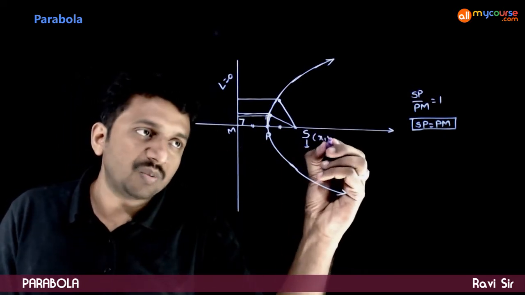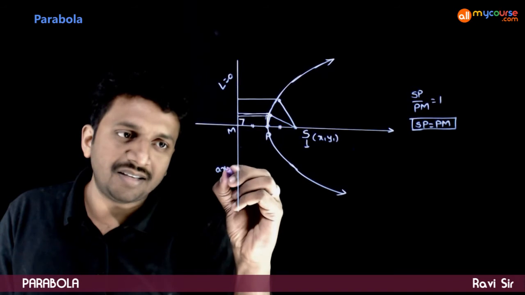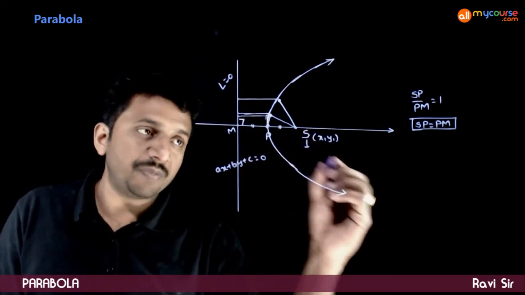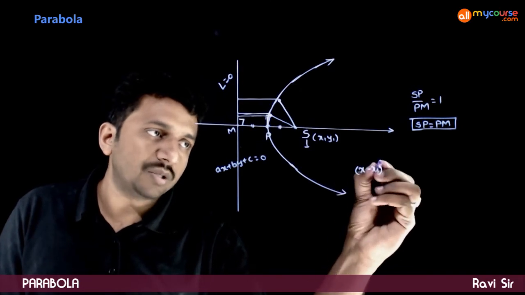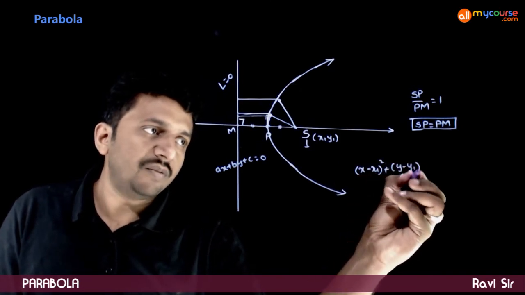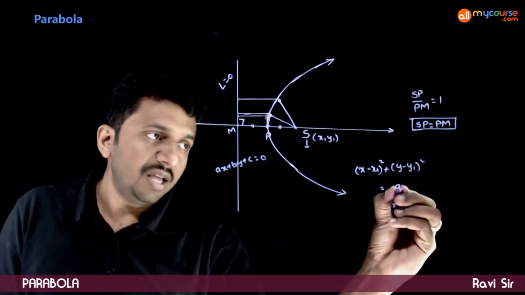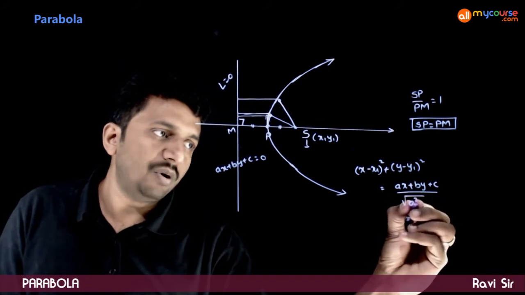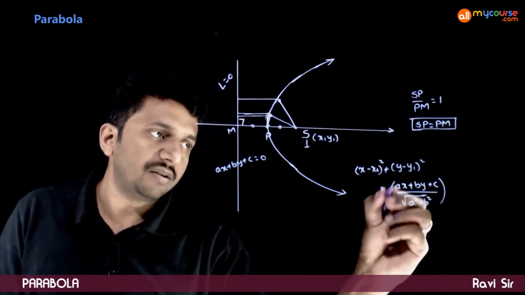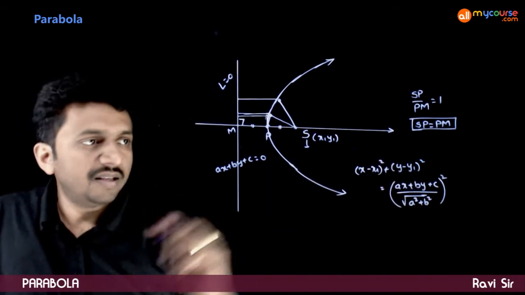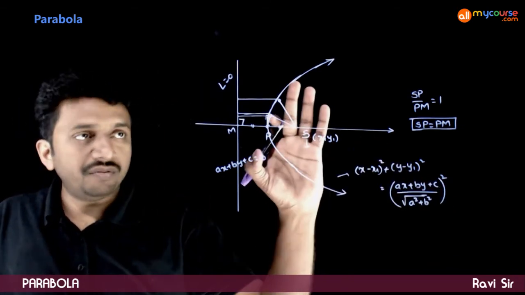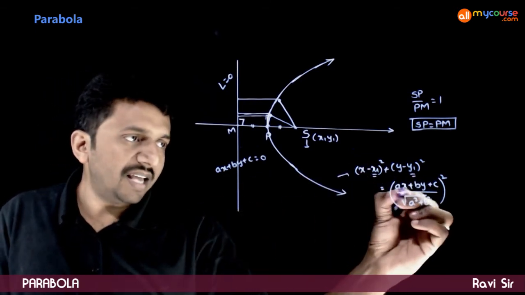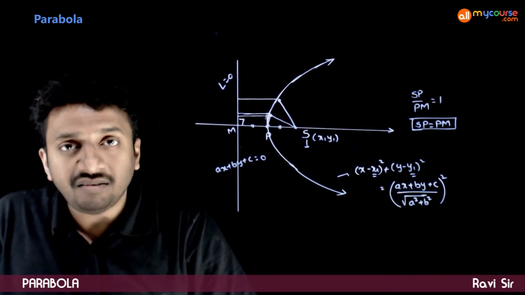And if the point is (x1, y1), and the directrix is ax plus by plus c equal to 0, the equation of this parabola is (x minus x1) whole square plus (y minus y1) whole square is equal to (ax plus by plus c) by root of (a square plus b square), whole square. So this is the equation of the parabola whose focus is (x1, y1) and the directrix is ax plus by plus c is equal to 0.